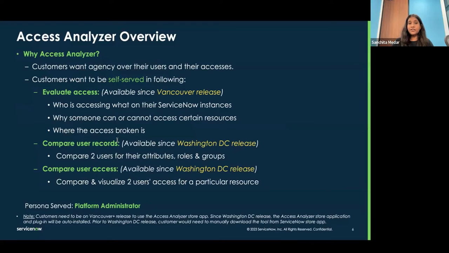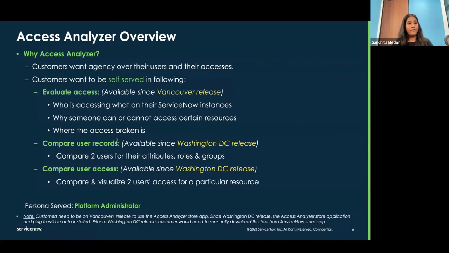It was first introduced in the Vancouver release, where we introduced evaluate access for a single user on a resource. This was introduced to cater to customer admins' need of understanding at a granular level what provided or blocked access to a user, role, or a group.